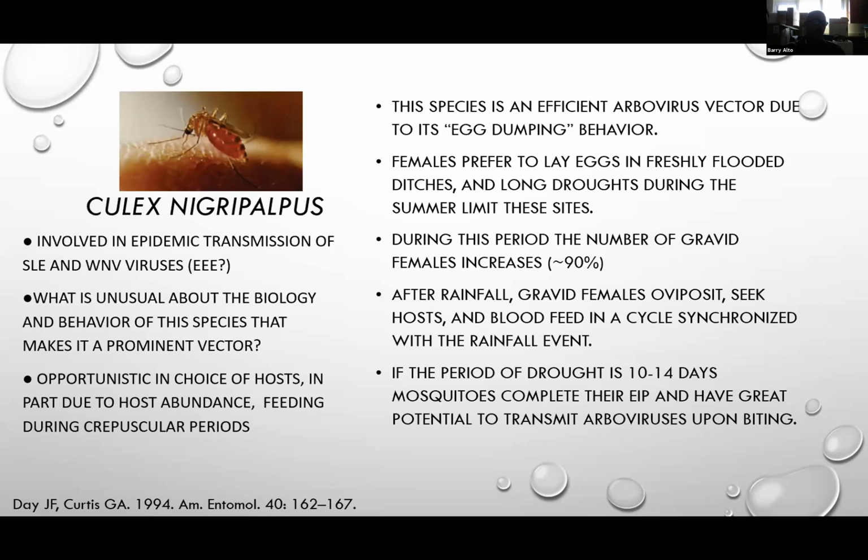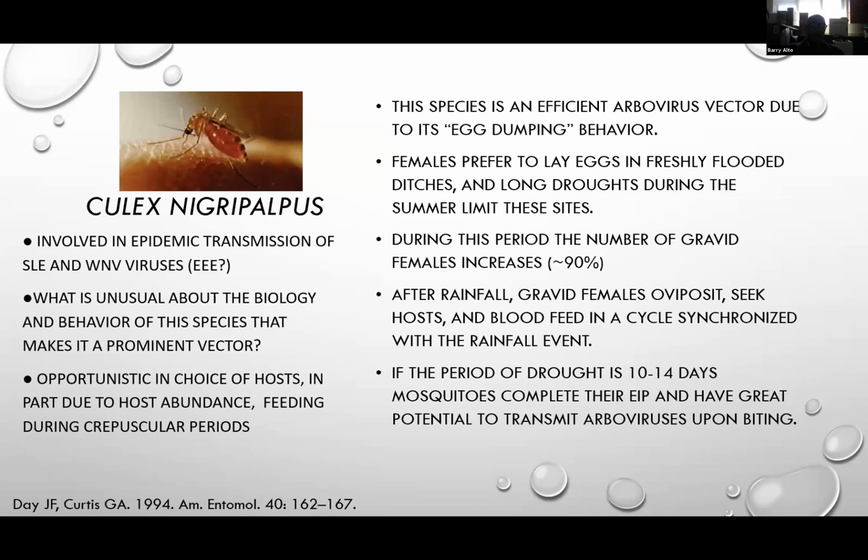So females prefer to lay eggs in freshly flooded ditches, and I should say, long droughts during the summer limit these sites. Okay, so if there's not many sites, they're going to withhold their eggs. So what happens is that you have many mosquitoes, sometimes up to 90% of the population, holding gravid eggs. And then after a rainfall event where it breaks the drought and sites become available, it synchronizes oviposition, seeking hosts, and blood feeding in a cycle that is also synchronized with the rainfall.